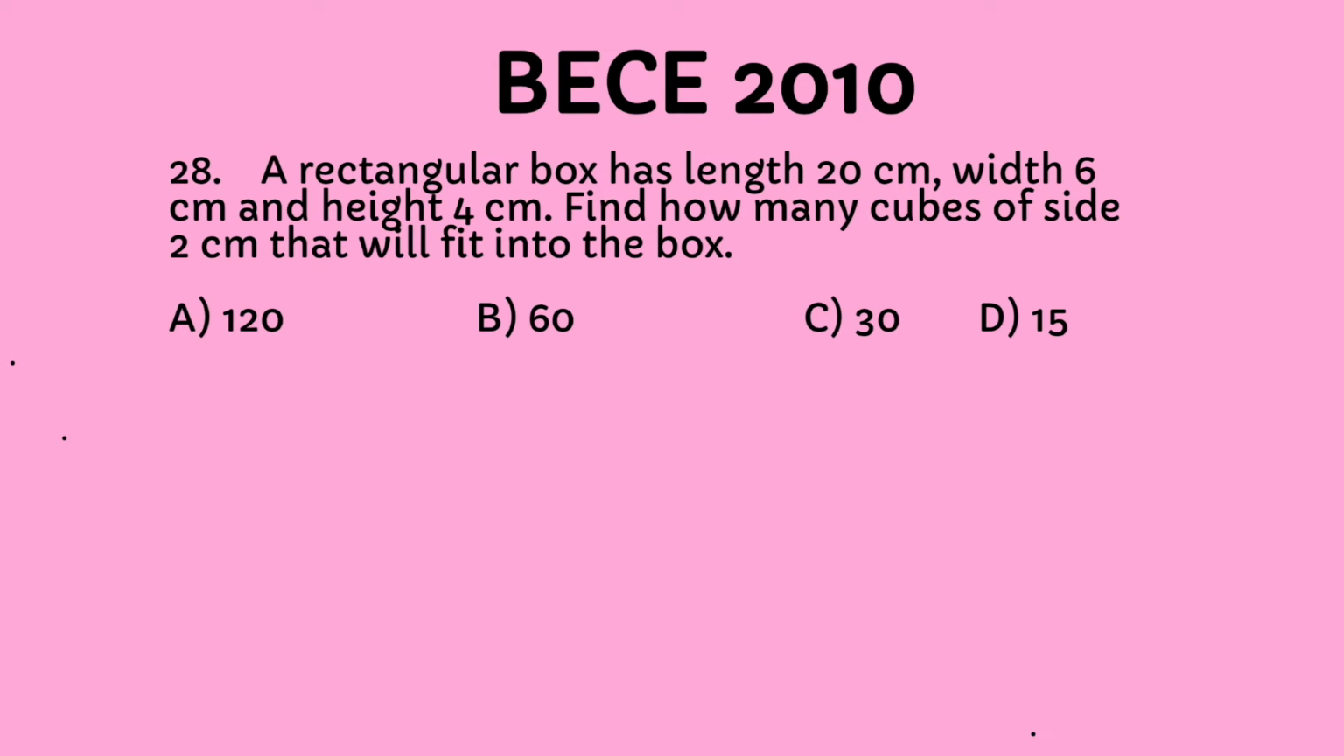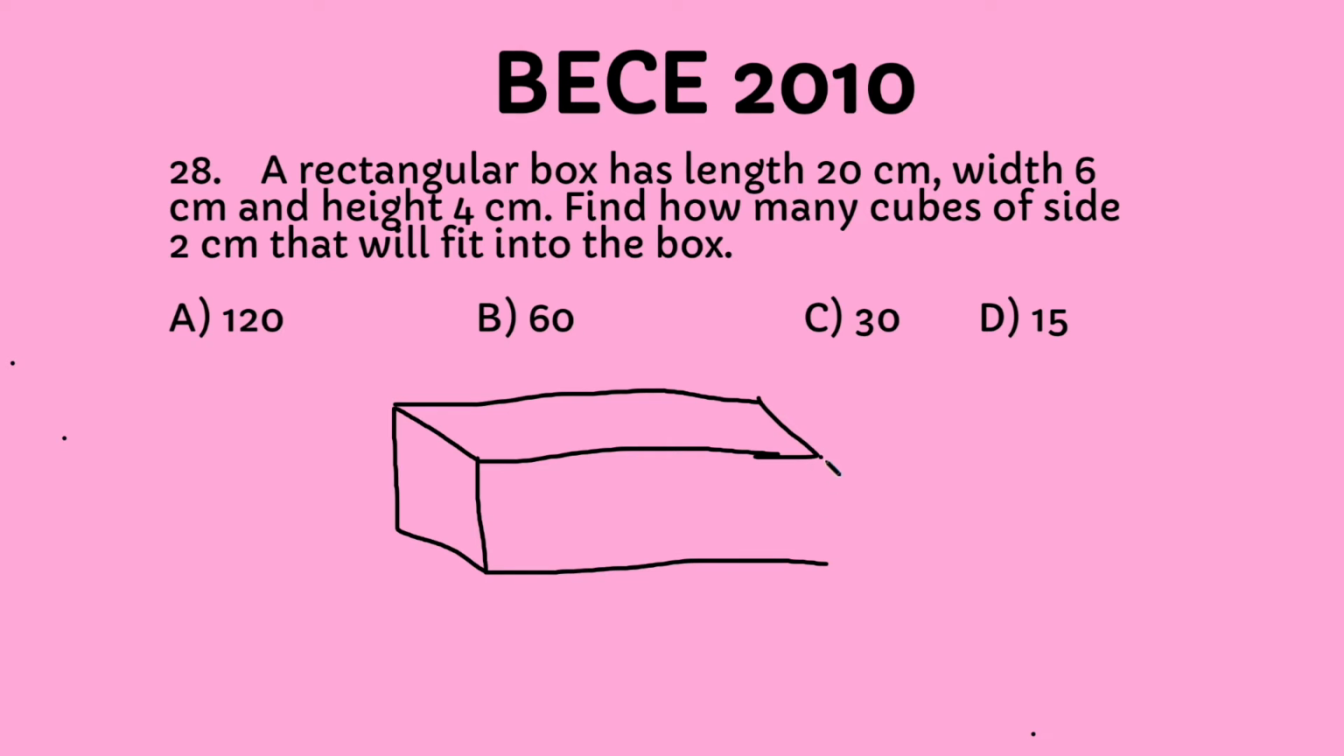28. A rectangular box has length 20 centimeters, width 6 centimeters, and height 4 centimeters. We have to find how many cubes of side 2 centimeters will fit into this box. Now, there are different ways you can solve this question. There's a formula method, but I just decided to apply common sense because it still worked out. But you can always apply the formula method and still get your answer.